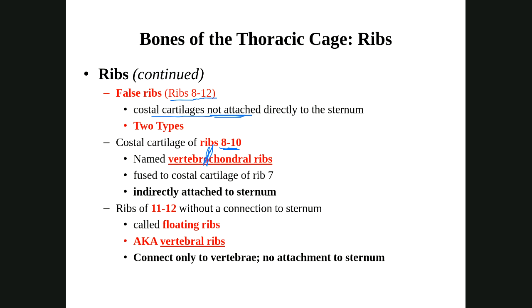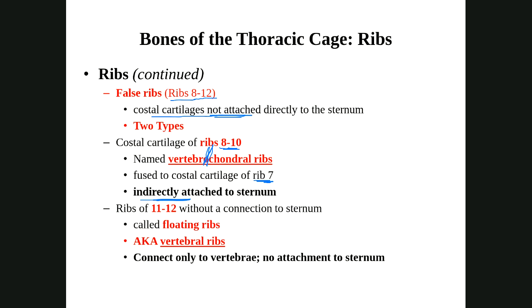Remember tissues? Cartilage. Remember chondrocytes? Chondrocytes were the cell for cartilage. So these ribs, vertebrochondral ribs, originate on the vertebra, and then attach onto the costal cartilage. Specifically the costal cartilage of rib 7. So they don't directly attach onto the sternum, they indirectly attach to the sternum.